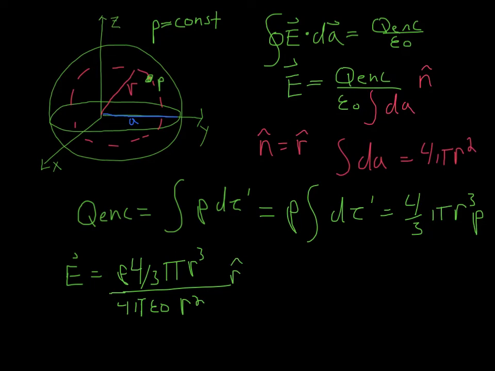And that's it, that's our answer. Let's simplify it a little bit, and then I'll show you one other way to simplify it to get it in terms of Q total. All right, the 4's are going to cancel. We're going to get the 3 on the bottom. The pi's are going to cancel. Some of the r's are going to cancel. And so what we're going to be left with here is rho over 3 epsilon naught r hat. Okay? And that is a legitimate answer.